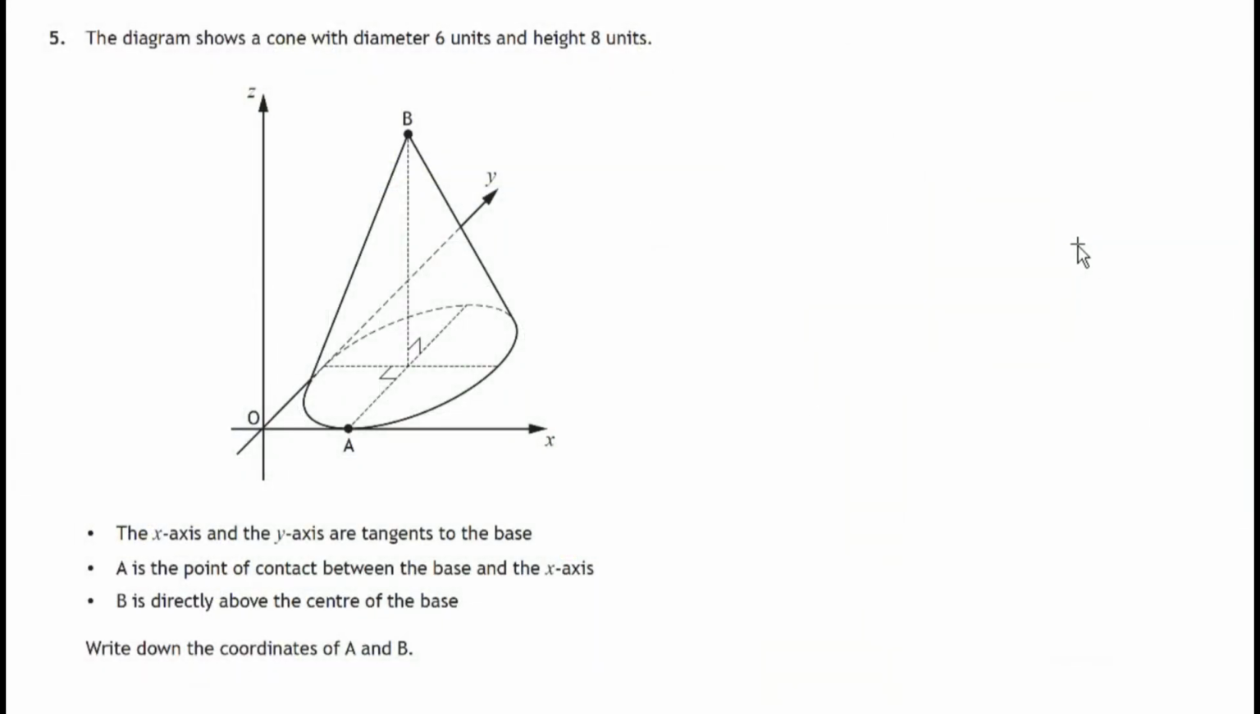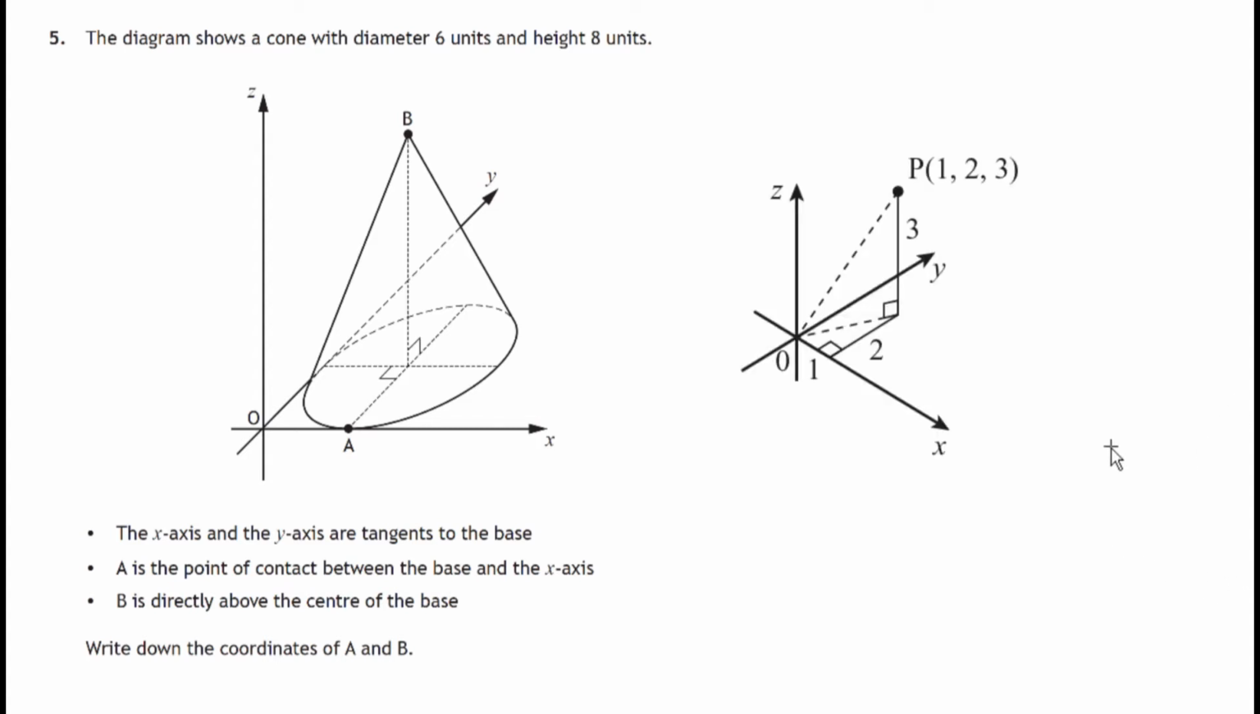Corsey here. In this question we're given a diagram showing a cone. We're told that the diameter of the cone is 6 units and its height is 8 units. And we have to write down the coordinates of the point A and the point B. So that's three-dimensional coordinates, an X, a Y and a Z coordinate. Let's have a closer look at what we mean by these.